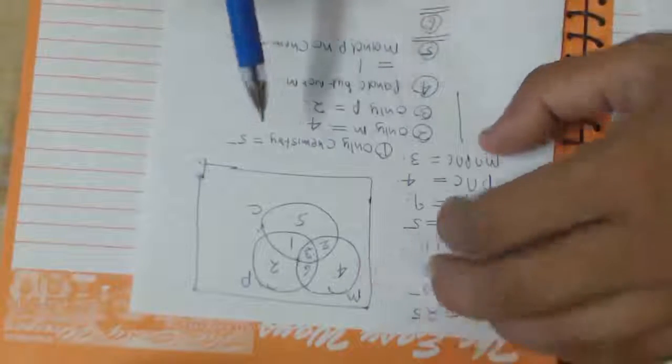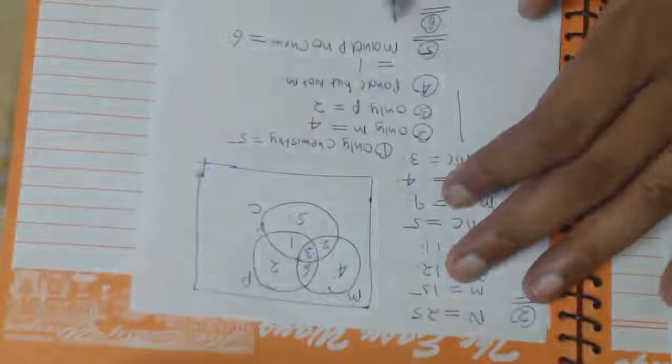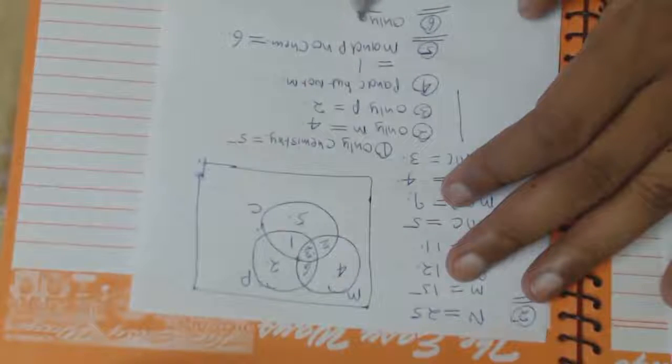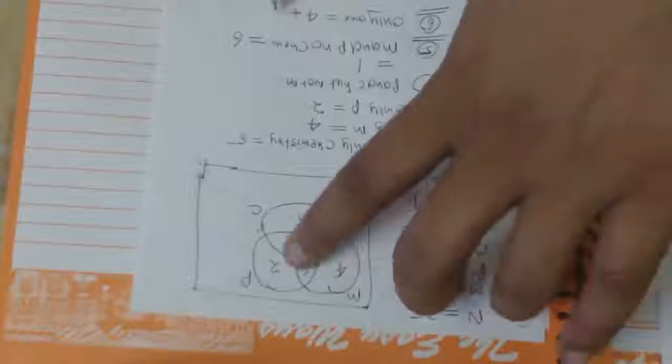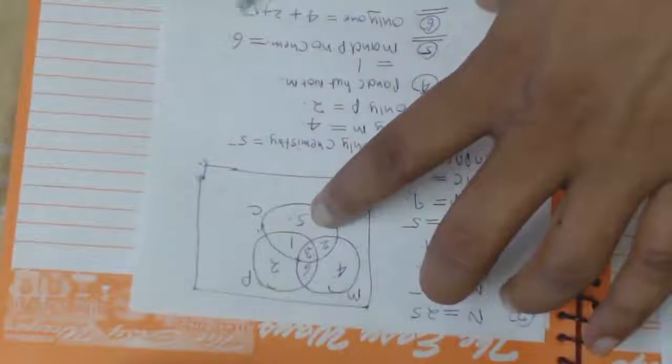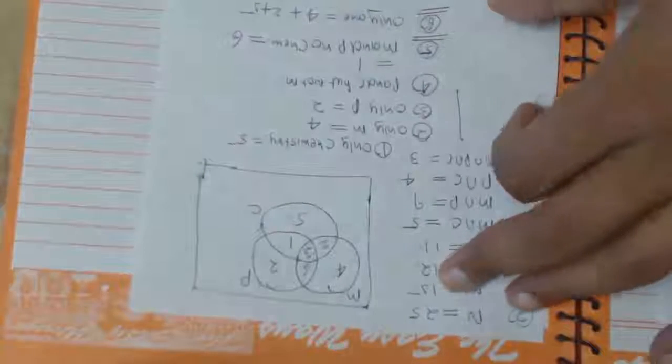Only one of the subjects. Only one means only maths, only physics, only chemistry. That is 11.